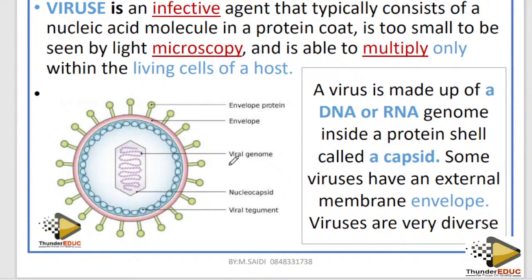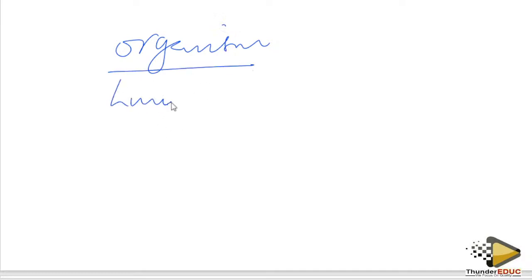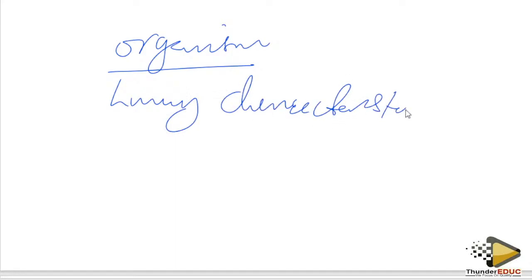Listen carefully. Properties of a virus: the living properties and non-living properties. Don't forget that a virus is not classified as an organism. A virus has some living characteristics, and then the non-living ones.